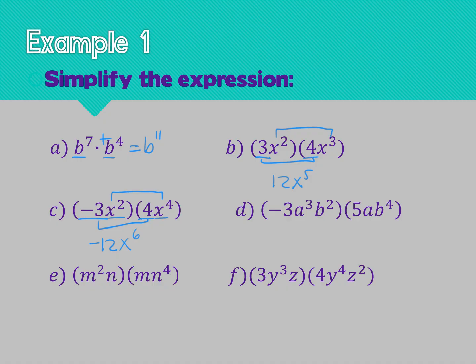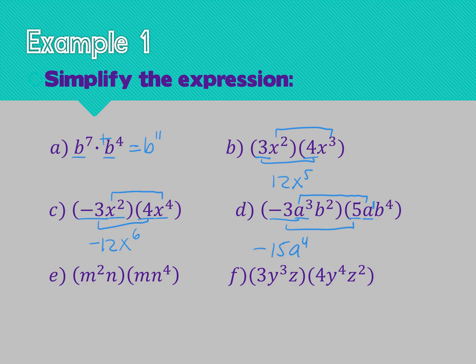Example D, same thing. Even though you see more variables, it's still the exact same concept, right? So negative 3 times 5, coefficient with the coefficient is going to get me negative 15. All right, a to the third times a, multiplying these two together. If you don't see an exponent, you're going to assume that there is a 1 over it. And then from here, you can apply your same rule, right? A to the third plus 1 is going to be a to the fourth.